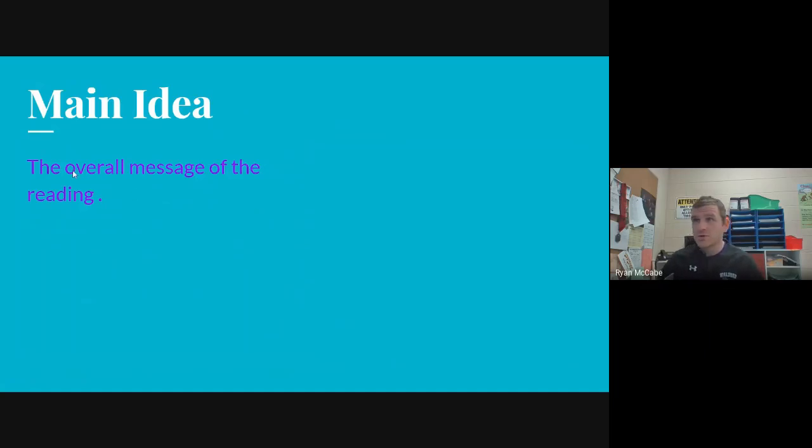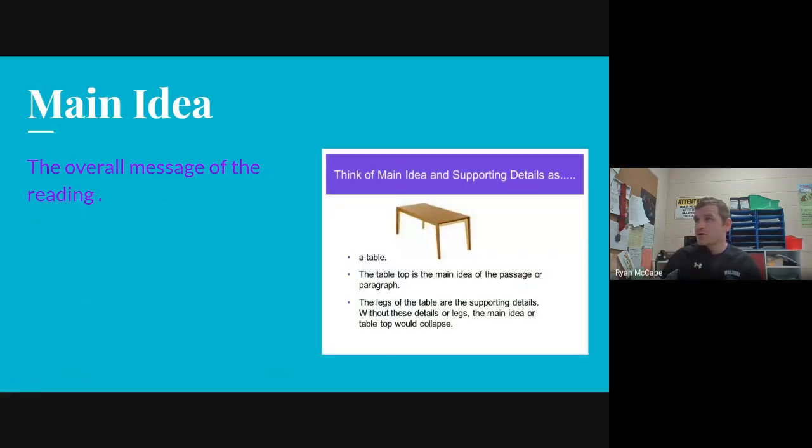Again, if we're not understanding this sentence right here, we have another diagram. So I know that we've talked about it as a chair in class before. When you're sitting on it, the part that you sit on is the main idea, and then the legs of the chair would be the supporting details. It goes the same thing as you see here.